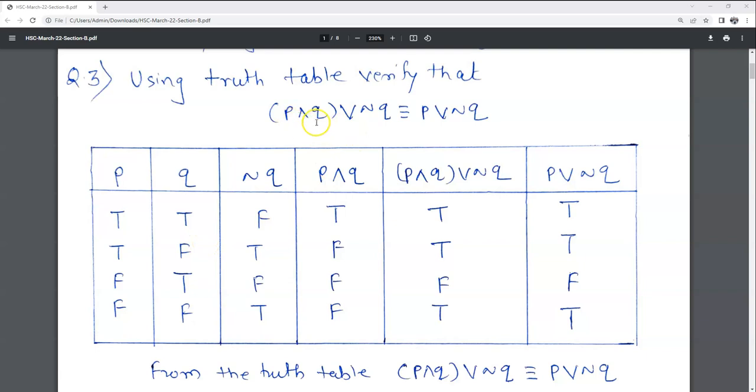Now you need P, you need Q, also you need a negation of Q. So let's find out the negation of Q. Negation म्हणजे काय? T चा F आणि F चा T करायचा. So negation of Q will be just the opposite of this column. So T will become F, F will become T, T will become F, and F will become T. That is the negation of Q.